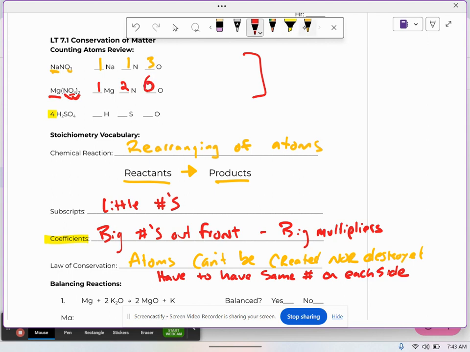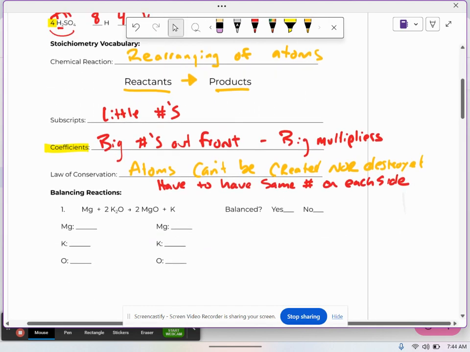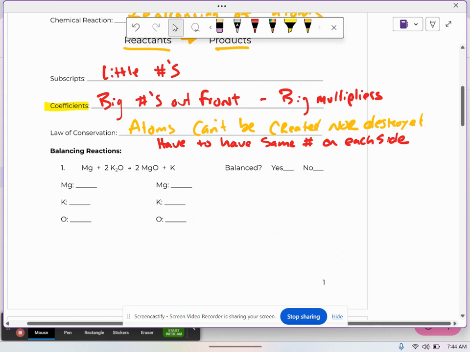So now we're going to talk about what do you do with these coefficients. These coefficients just multiply everything through. You multiply everything by what's out front. So I have 2, but I multiply it by 4, so it's 8. I have 4 sulfurs, and then I have 16 oxygens, because 4 times 4 is 16. Okay. So now we're going to actually get to how to balance these.